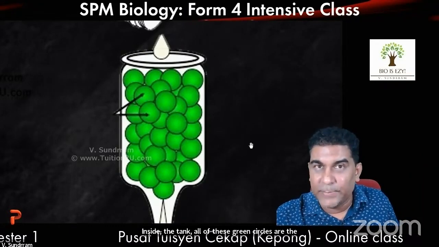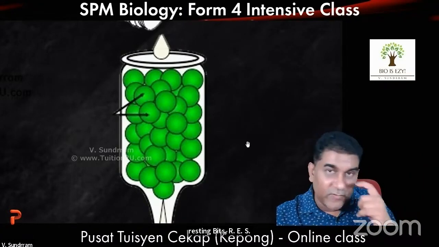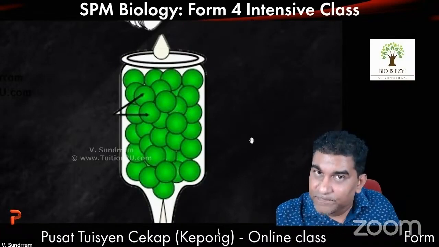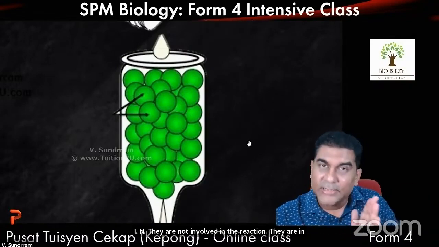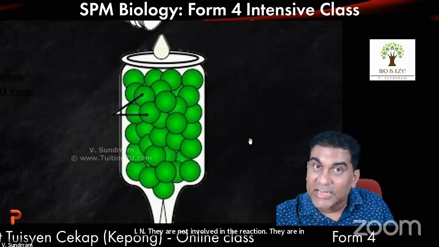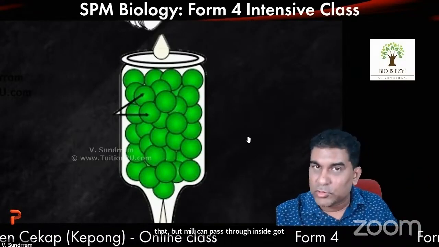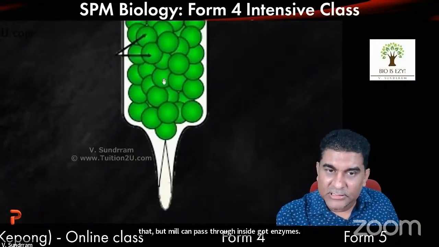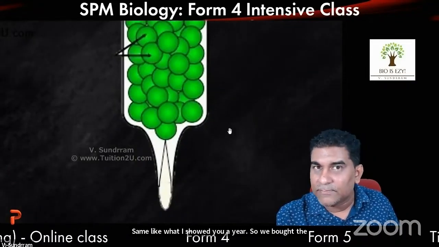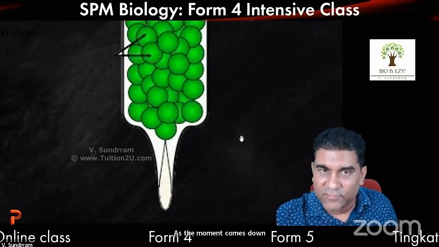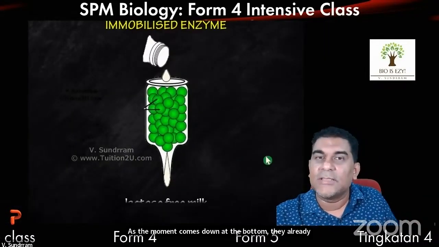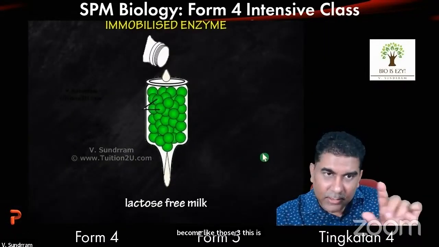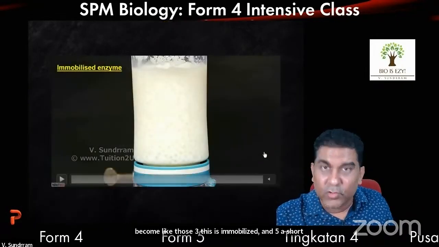Resin, resin bead. They are not involved in the reaction. They are inert, but milk can pass through. Inside there are enzymes, same as what I showed you earlier. So we pour the milk from the top. As the milk comes down at the bottom, it has already become lactose free. This is immobilized enzyme. A short video showing you how it happens.